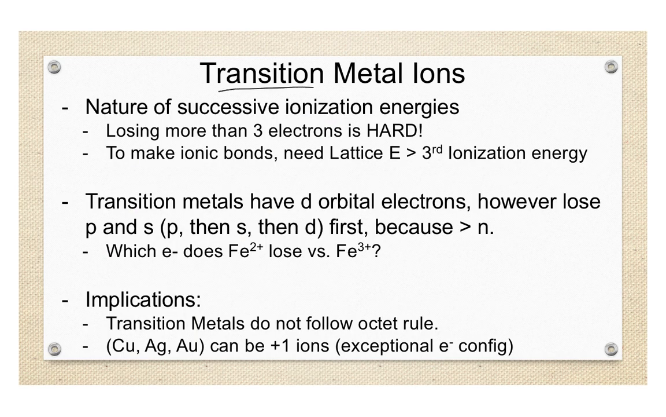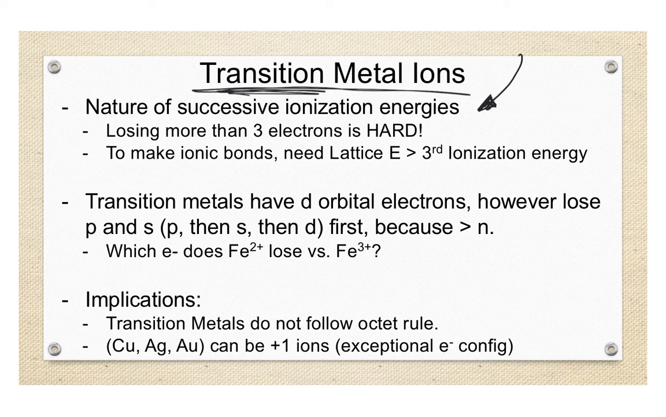Now, in our metal ions, especially in our transition metals, we know from our discussion of ionization energy that losing more than 3 electrons is hard, because we get those very, very large jumps in ionization energy. So in order to make an ionic bond, we need the lattice energy to be greater than the third ionization energy. Otherwise, things just don't work.